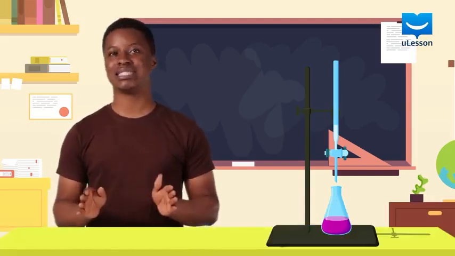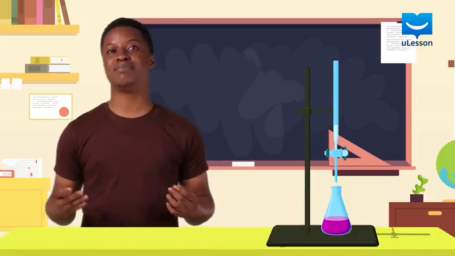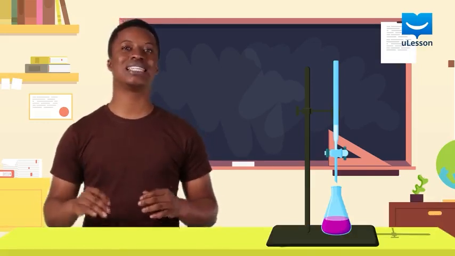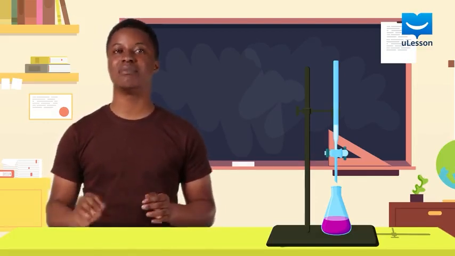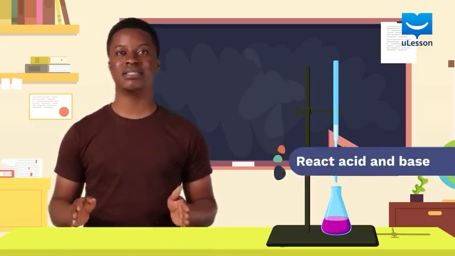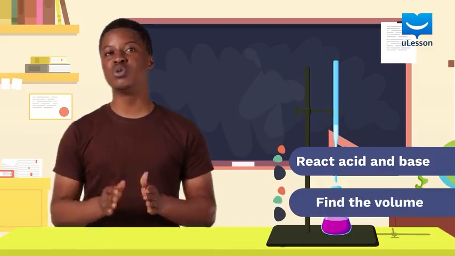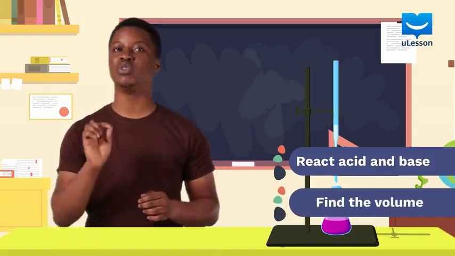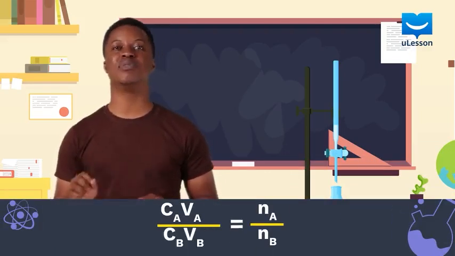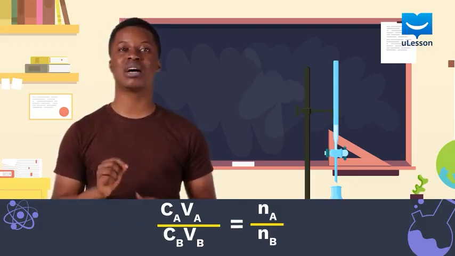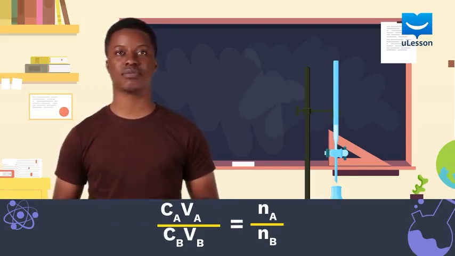Now, the idea here is, if I know the concentration of a base B, I can determine the concentration of an acid A by titration. Similarly, if I know the concentration of an acid A, I can determine the concentration of a base B by titration. To do this, we react the acid and base, find the volume of the unknown solution that reacts completely with the known solution, and then use the formula given in our lesson on mass and molar concentration to rationalize the molar concentration of the unknown solution.